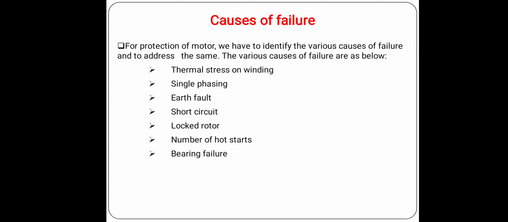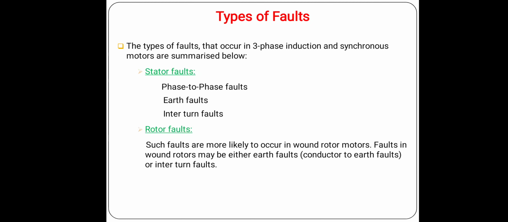So these are the causes that initiate the failure of a motor due to different types of faults or conditions. Now next, what are the types of faults? The types of fault are basically categorized as stator faults and rotor faults. In stator faults, as we saw in the previous generator protection lecture, there are phase to phase faults, earth faults, and interturn faults, and at the same time there are rotor faults.